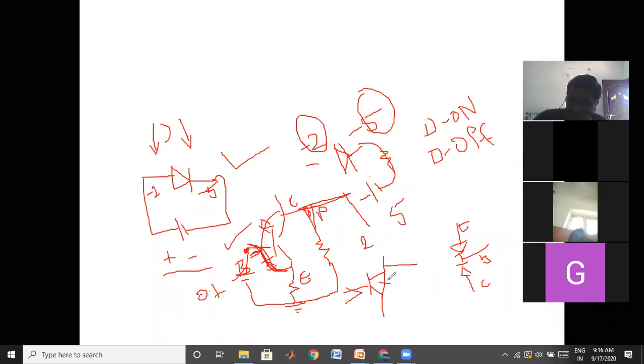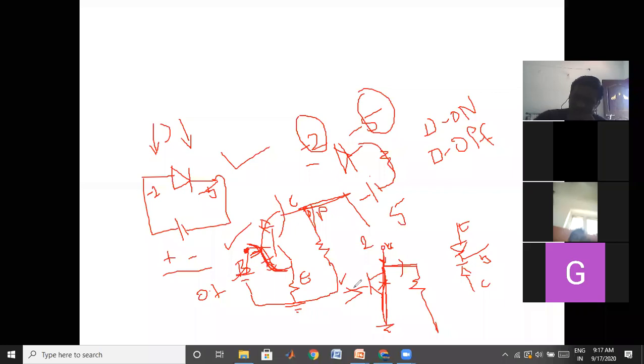When this is open, that means we didn't apply the base voltage or the base current, then here we may have the VCC. From VCC the entire current flows in this direction to the output terminal. When you apply the base signal, the current here finds two paths. One path is through the load, another path is through the emitter to the ground. This path offers less resistance. Therefore, the entire current flows through the emitter.